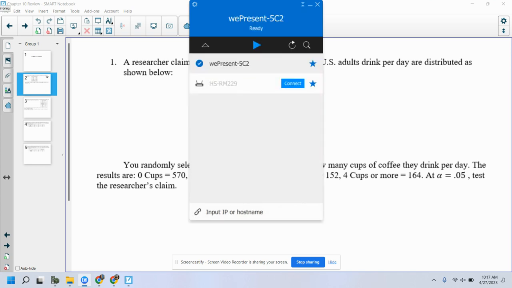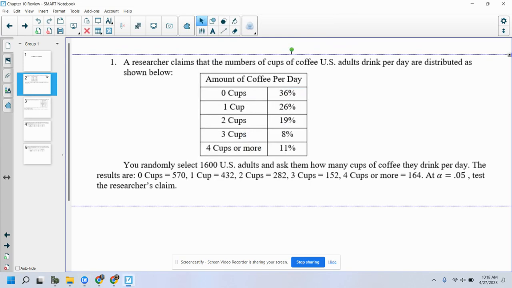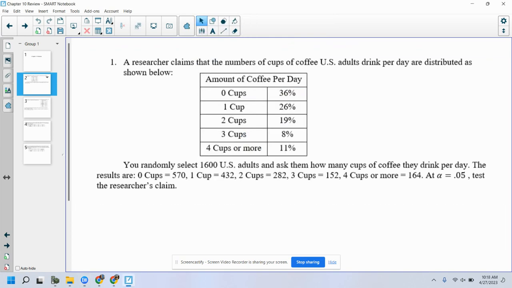A researcher claims that the number of cups of coffee U.S. adults drink per day are distributed as shown. You randomly select 1,600 U.S. adults and ask them how many cups of coffee they drink per day. The results are 0 cups is 570 people, 1 cup, we see that there. At the alpha 0.05 level, test the claim.